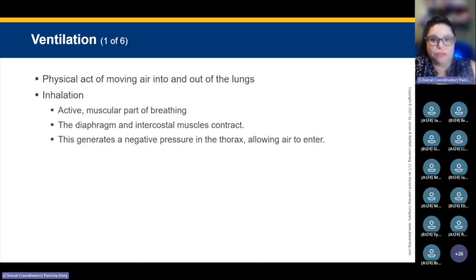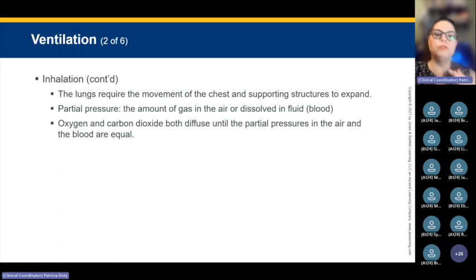Do you feel that active? There was an active motion there. So that's what that is. That is the physical portion of moving air into and out of the lungs. All right, so the lungs require the movement of the chest and supporting structures to expand.